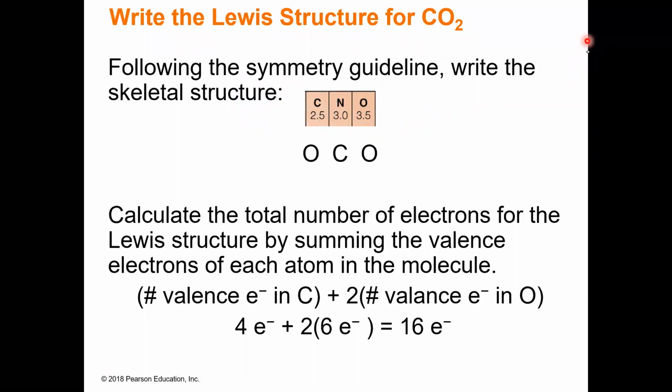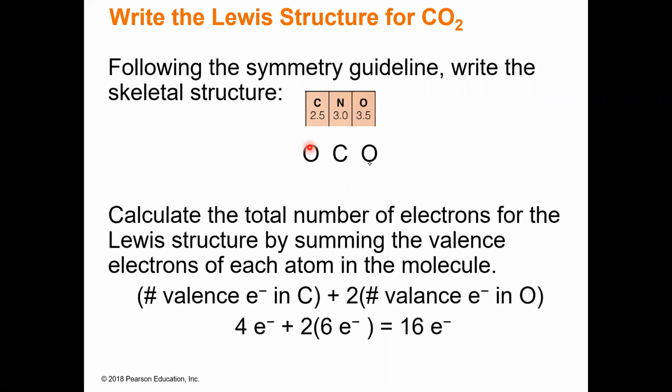So let's look at another Lewis structure. Here we want to draw the Lewis structure for CO2. So the first thing we want to do is determine which is going to be our central atom. We have our carbon here and our oxygen here. We want to look for the one that's least electronegative, which is our carbon. So we'll draw our carbon in the center and our oxygens on the outside of that carbon.